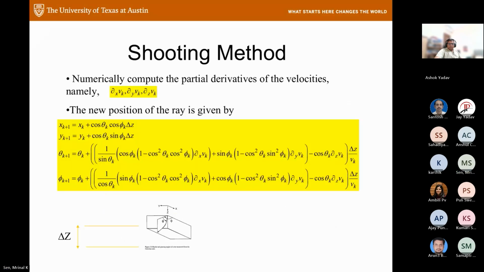And then these are your update equations. So these are your gradients in velocity in x, y, and z directions. This is your x update. This is your y update. This is your theta update, and this is your phi update. So given all of these updates, you can choose what delta z you want to increment over, and then you can calculate these. Okay, and then you go to the next step and so on. So this is one way you can compute the ray paths. So that is what I showed you.